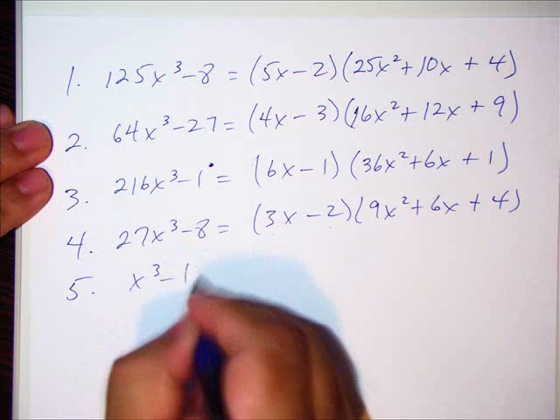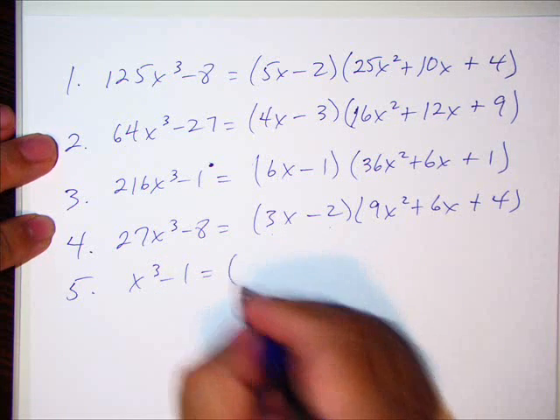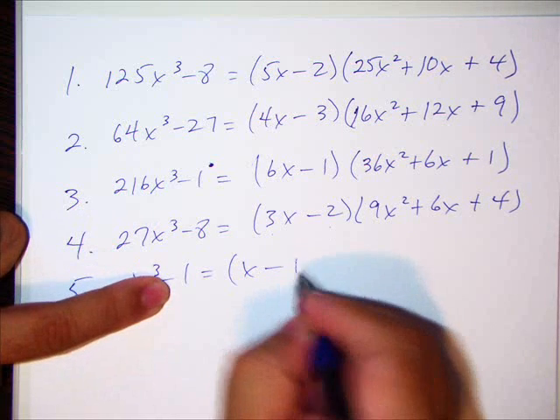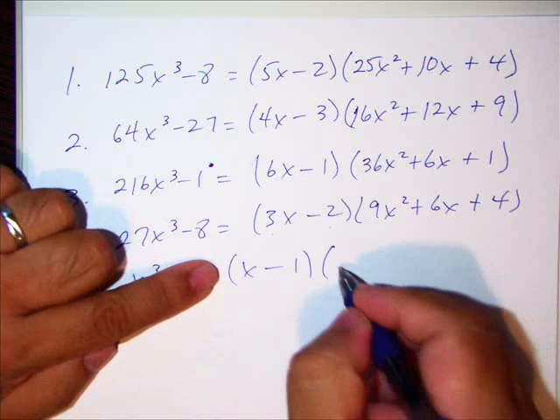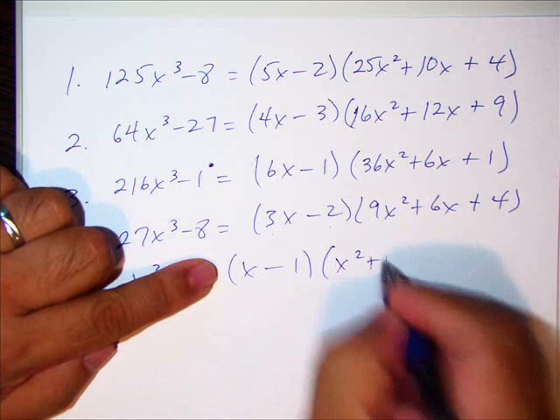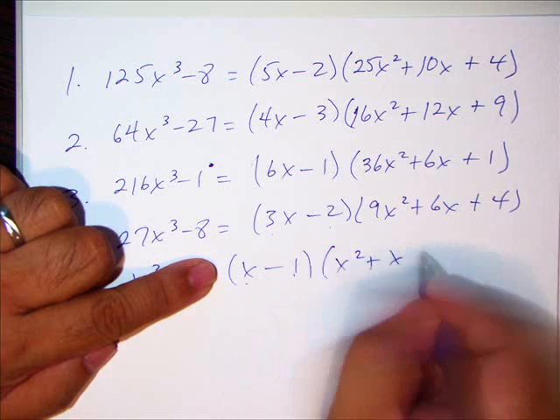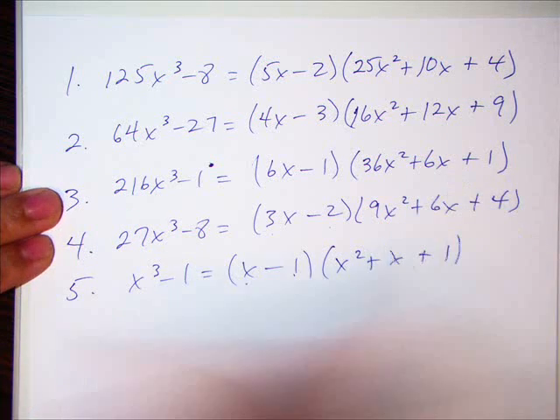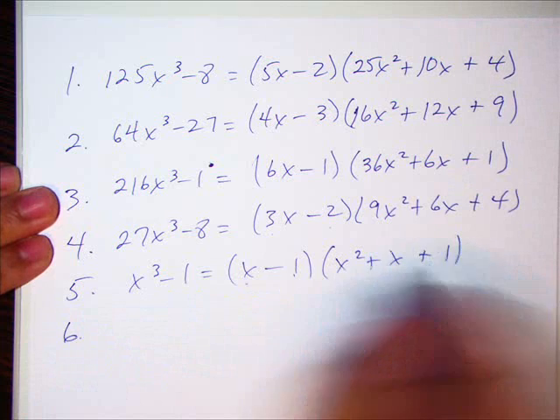X cubed minus 1. Cube root of x cubed is x. Keep the sign. Cube root of 1 is 1. Square the first term. Change the sign. Multiply the two terms. Square the second term. Plus. That's always plus, at the end.